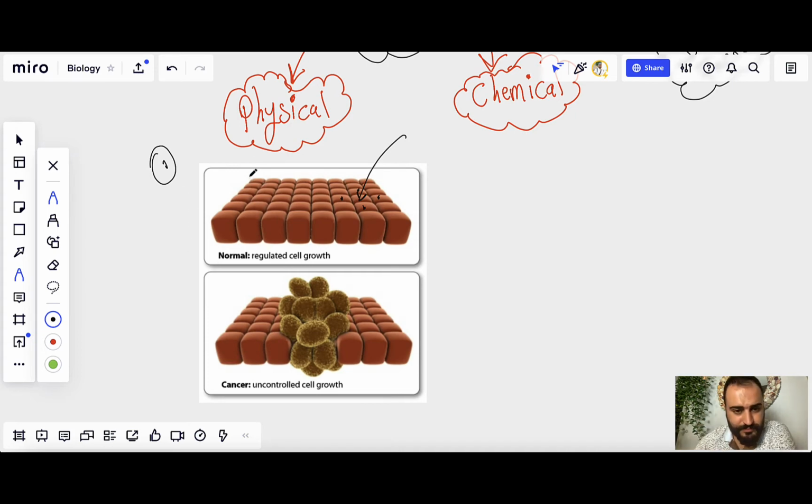So the physical factor, we can call it cell to cell contact. Cell to cell contact. If the cell is connected to cells around it in the same layer, division will stop.